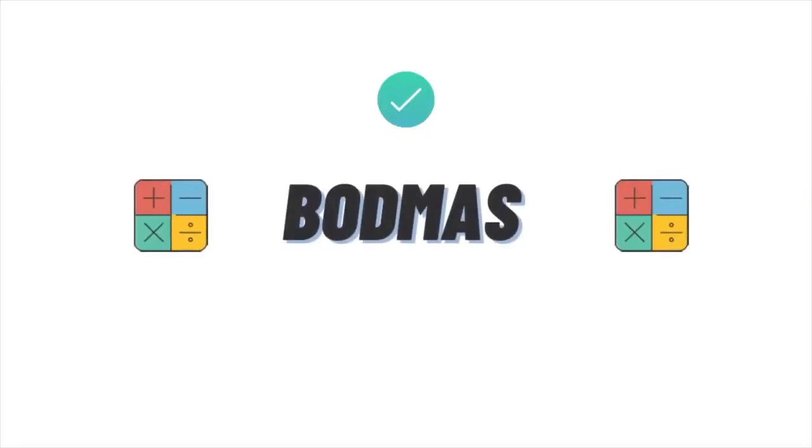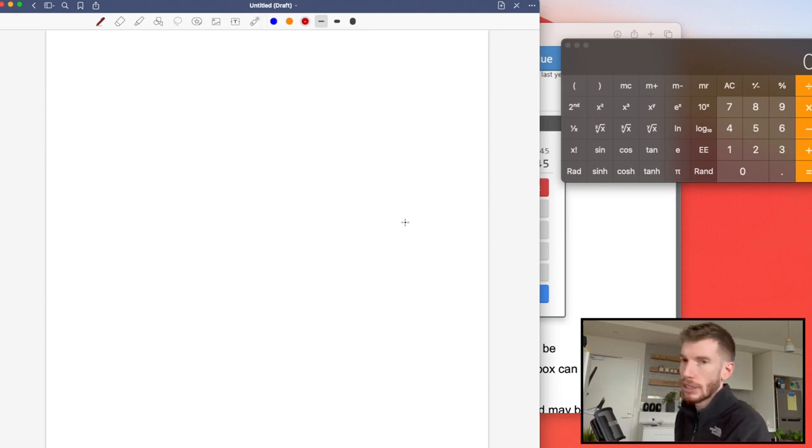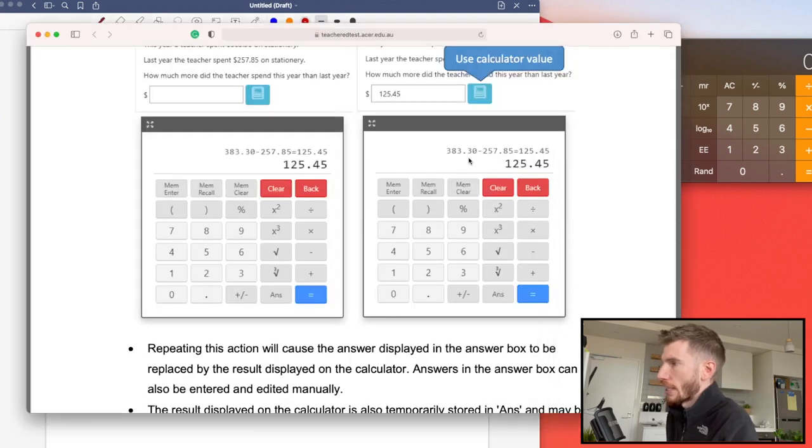First of all is BODMAS. So you might already be familiar with the acronym BODMAS or BIDMAS, referring to the order of operations that you would follow in a calculation. Often this involves the use of brackets, which can get really quite difficult on a calculator. And it's quite tedious to be typing in brackets to make sure that you're getting the order of operations correct. The other thing is you'll notice that with the ACER on-screen calculator, they give you a really, really small little window. And so it can be quite tedious when you're trying to do fractions with brackets and things like that.